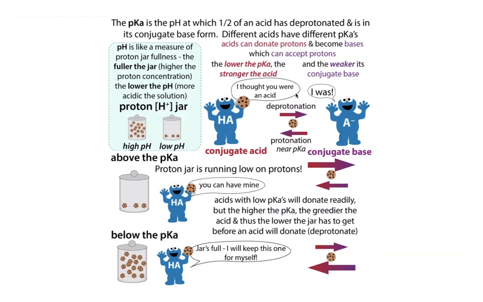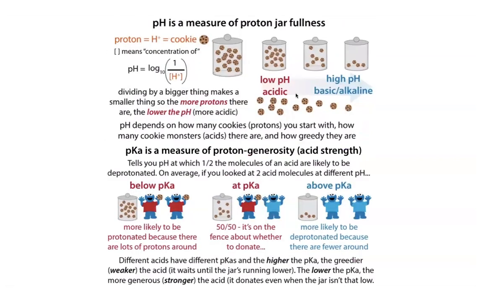And how full that cookie jar is matters because different friends will give and take at different levels, depending on how many protons are available. So some of them, remember, are not going to give it up until there are not very many in the jar. That would be like your weaker acid. Others are going to donate that cookie even when the jar is really full. And that would be your stronger acid. If we're talking about that jar being really full, we're saying there's a lower pH. And if we're talking about the jar being really empty, we're saying there's a higher pH.